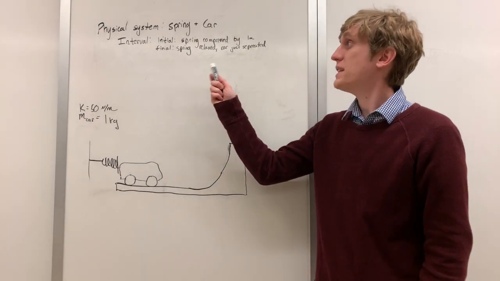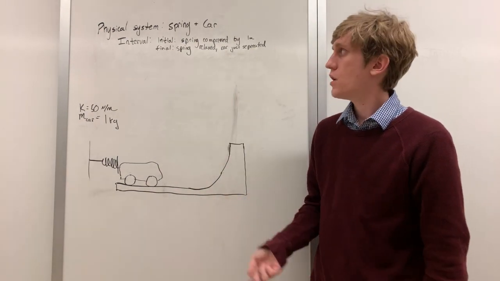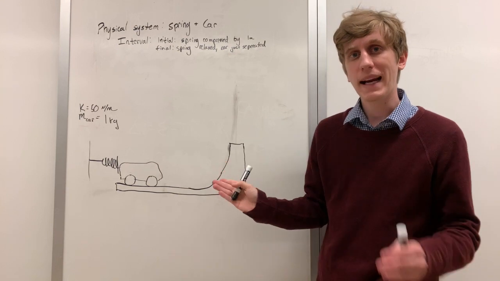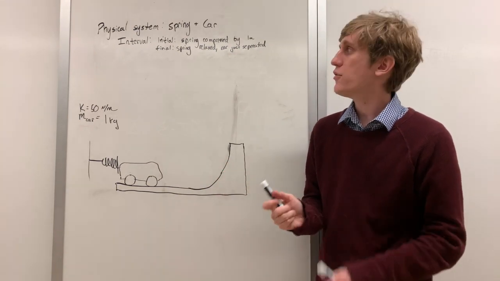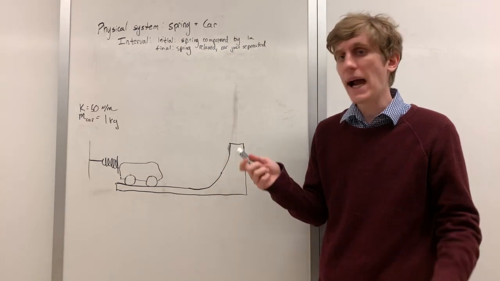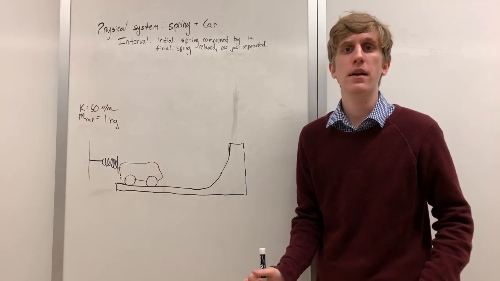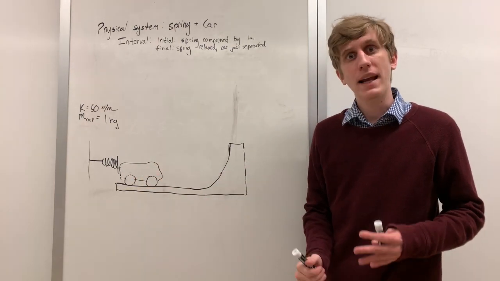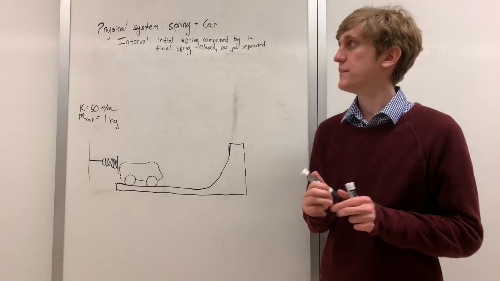Notice I'm explicitly stating what our interval is. Our initial state is when the spring is compressed, and our final state is when the spring has been relaxed and the car has just separated from it. Now let's draw in our energy systems.